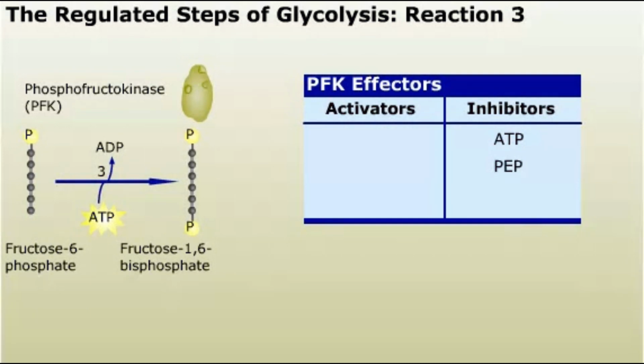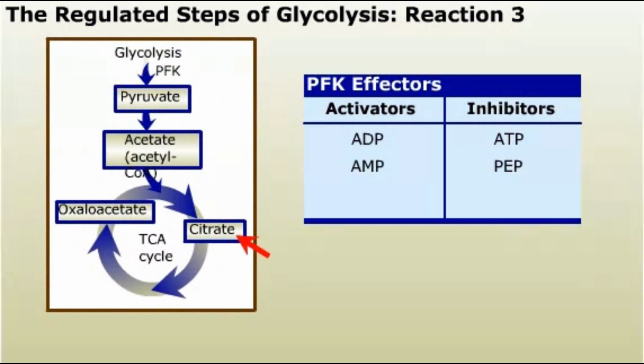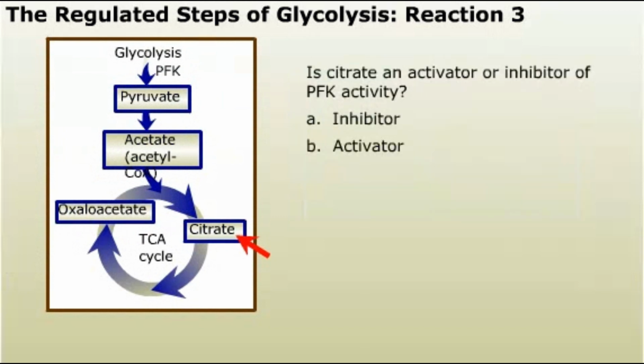Activators of PFK include ADP and AMP. Their levels increase when ATP levels are low, thus reversing the inhibitory effects of ATP. Citrate also affects PFK activity. Citrate is part of the TCA cycle. Predict how citrate affects PFK activity. Is citrate an inhibitor or activator of PFK? Enter your answer and click Submit.